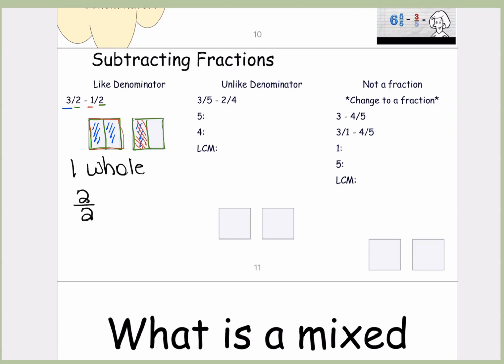Let's try one with unlike denominators. We can see here we have a denominator of 5 and we have a denominator of 4. Those denominators are different. They are called unlike denominators.